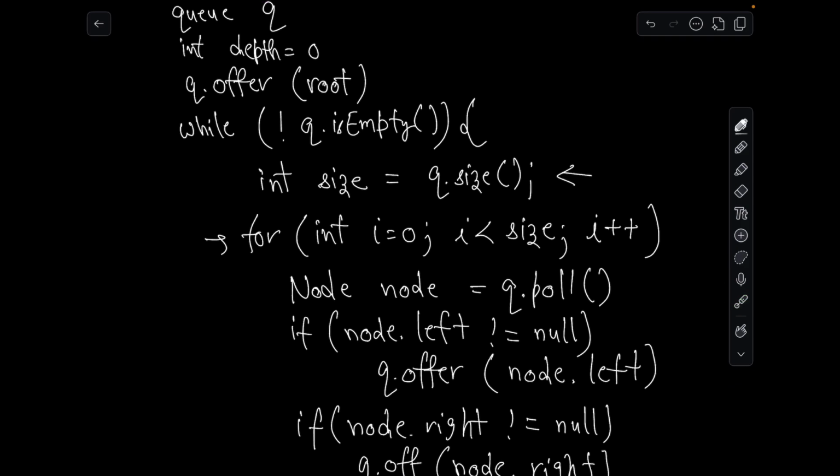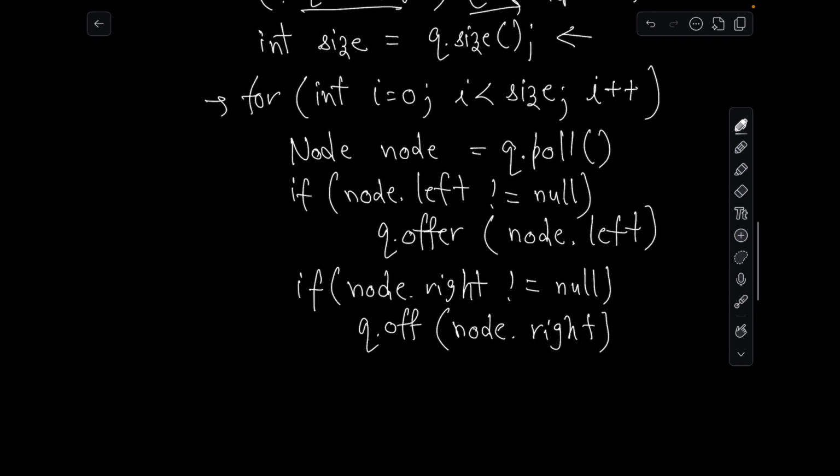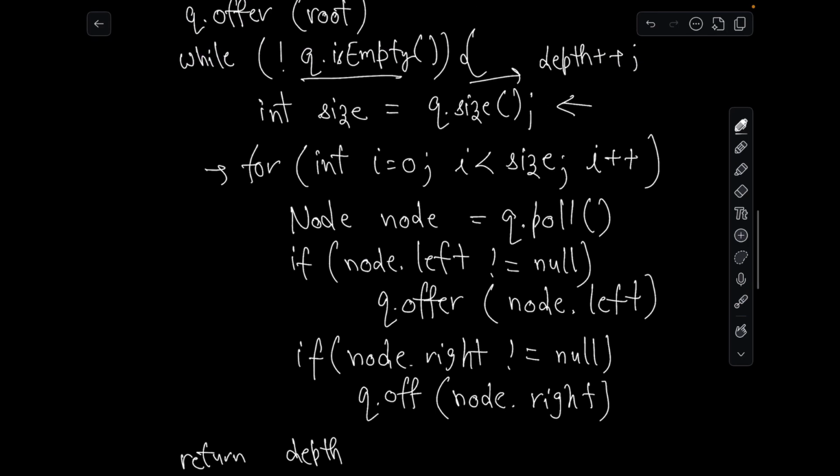So there is one change that I need to make. If the queue is not empty, it means there are some nodes which I need to traverse at the current level. So here I'll increase my depth by 1 because I know that I have some nodes to process. So in the end, I just have to return the depth, which will be the answer. Okay, so if you check here, what will be the time complexity of this solution?